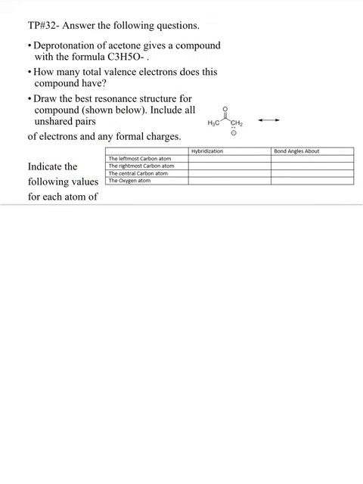Okay, answer the following questions. Deprotonation of acetone gives the compound with the formula C3H5O-. How many total valence electrons does this have? Okay, this is about Lewis structures. So we've gone back to chapter 1.